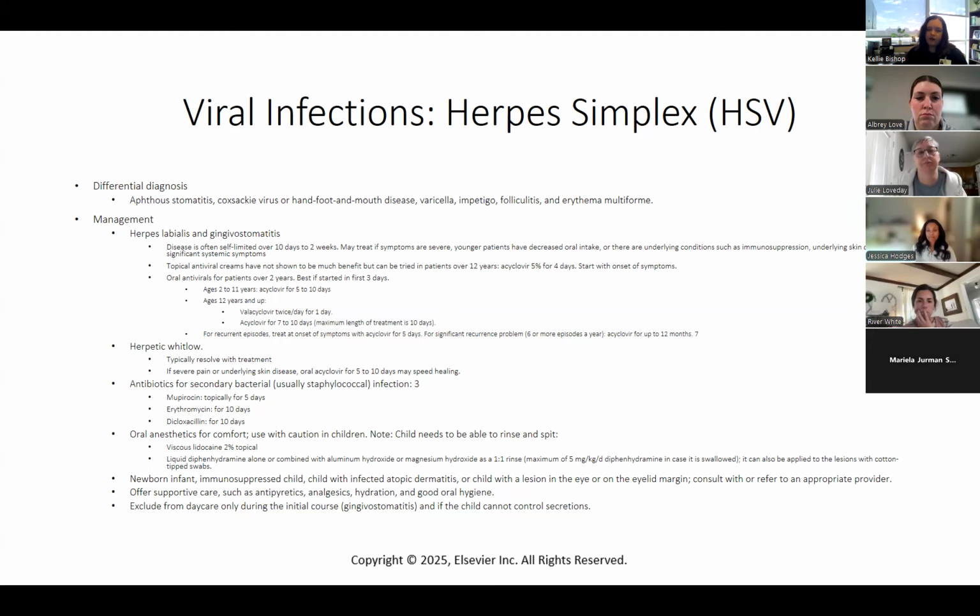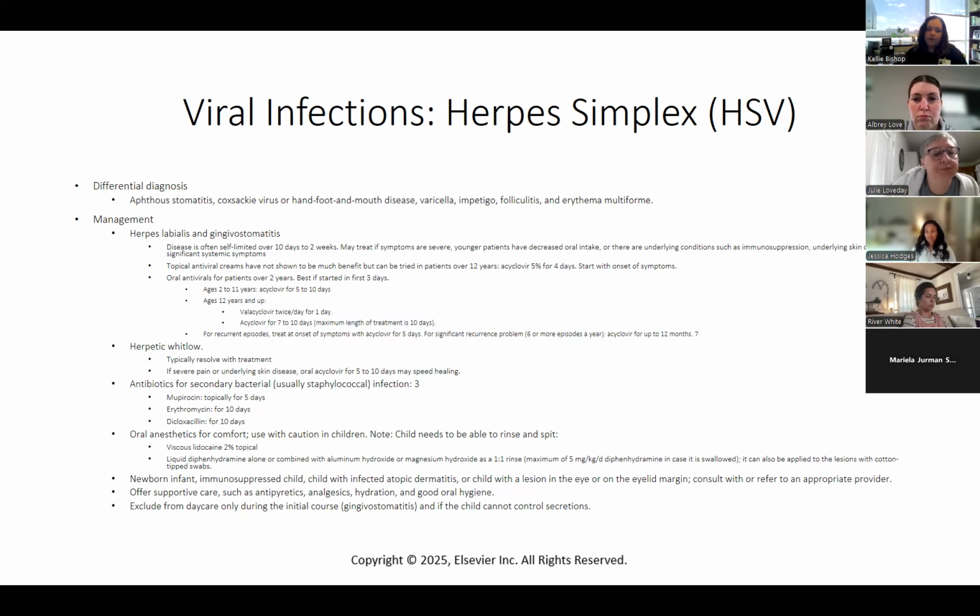And then oral anesthetics for comfort, used with caution in children because these have Benadryl in them. So they can use either Benadryl alone or combined with aluminum hydroxide or magnesium hydroxide as a 1-to-1 rinse. A lot of pharmacies will carry these as magic mouthwash. Some places you have to order each of the ingredients, but a lot of local pharmacies, not Walgreens, you can order magic mouthwash and they'll know what you're talking about.